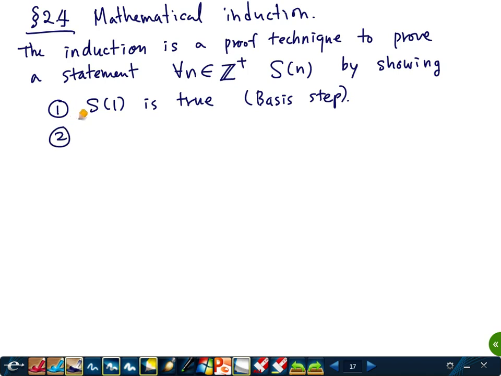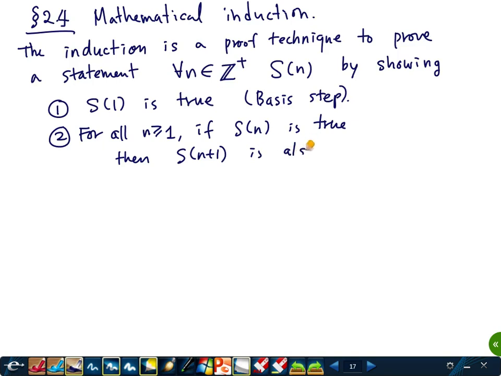And second, we show that for all n at least 1, if Sn is true, then Sn plus 1 is also true. So this statement, if you look at this, says that S of n is true for all positive integers.